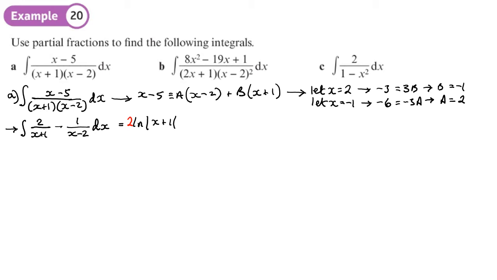Then for the second bit, minus, it may change to a plus, we'll see. I'll leave a bit of space because I may need to make an adjustment. So we'll try log of the bottom again, log of x minus 2. When we differentiate that, we get 1. So yeah, that's correct. We don't need an adjustment.